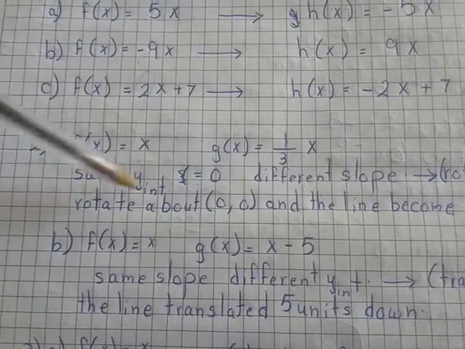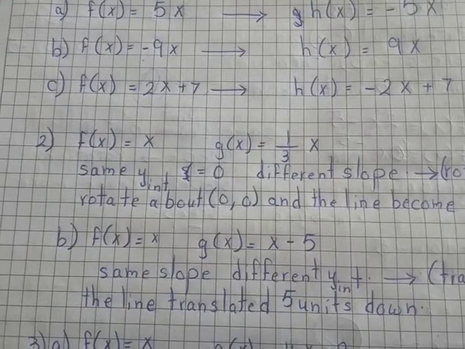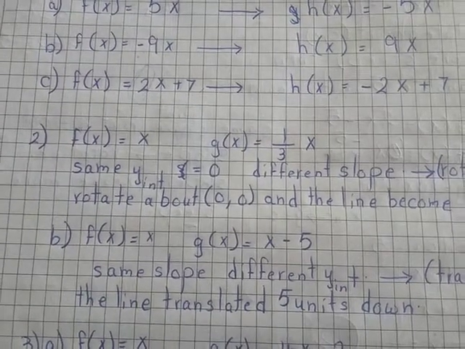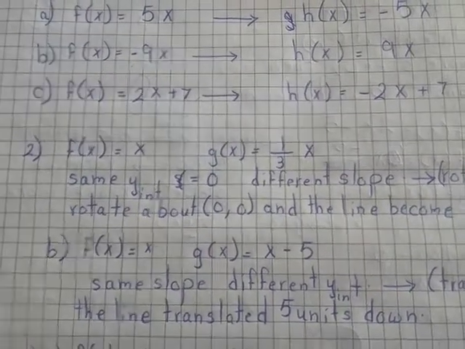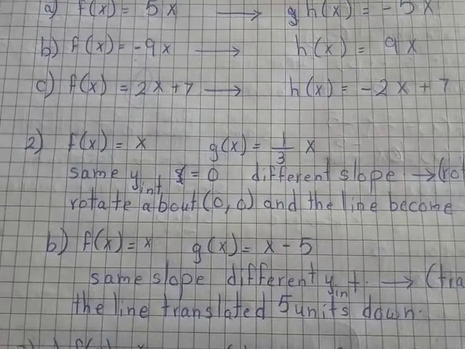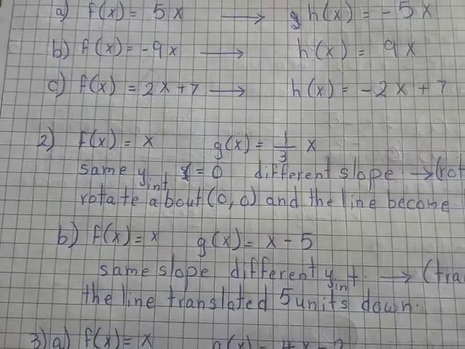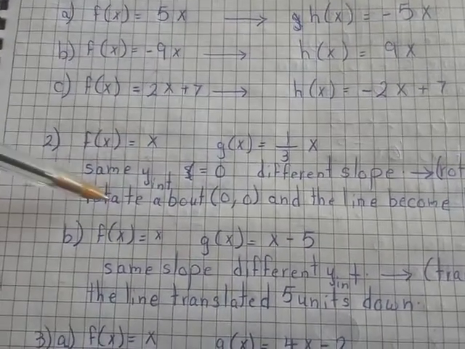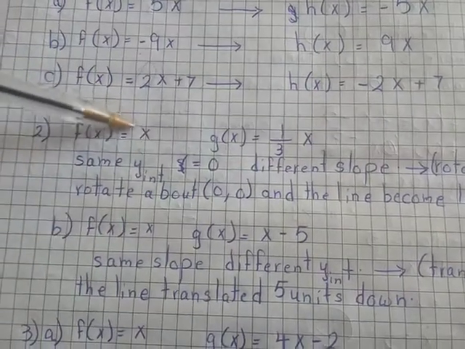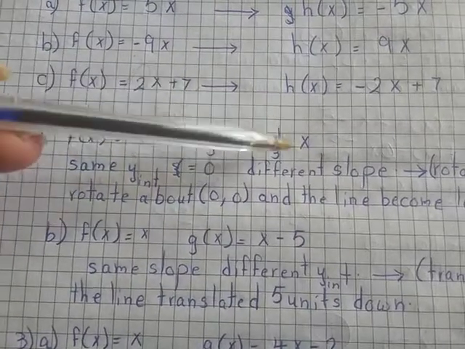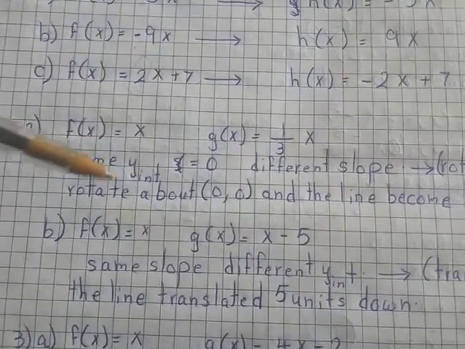So the line rotates about (0, 0), and if you say rotation, you must say which point the line rotates about, and whether the line becomes steeper or less steep. So here the line rotates about (0, 0). The slope here is 1 and becomes 1/3, so the slope becomes less. If it's less, the line becomes less steep.